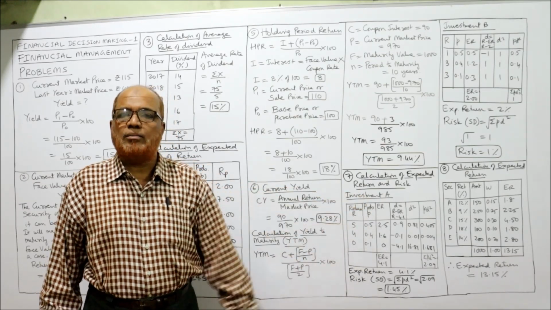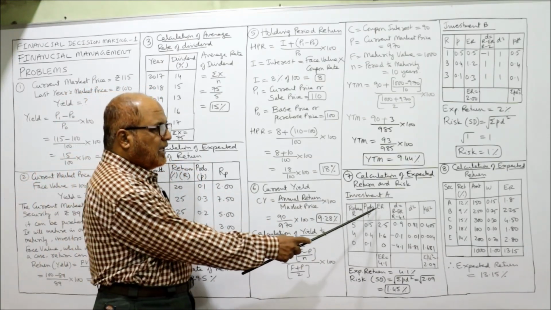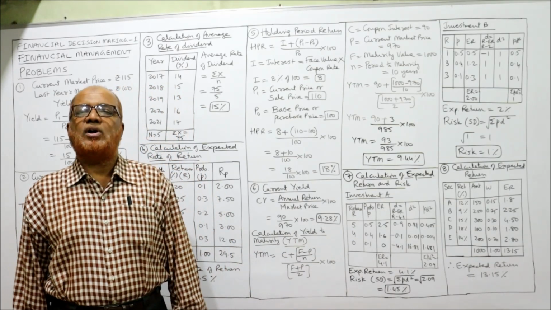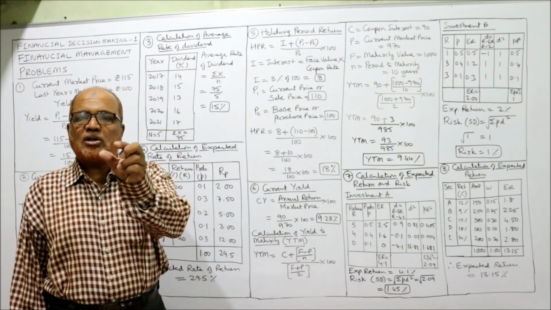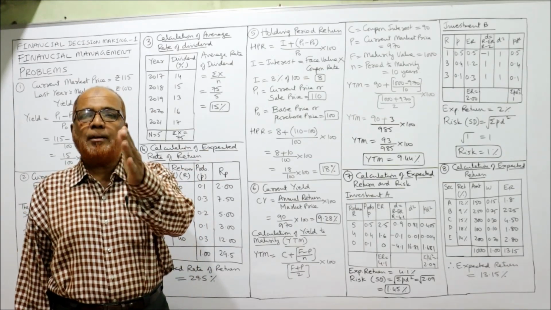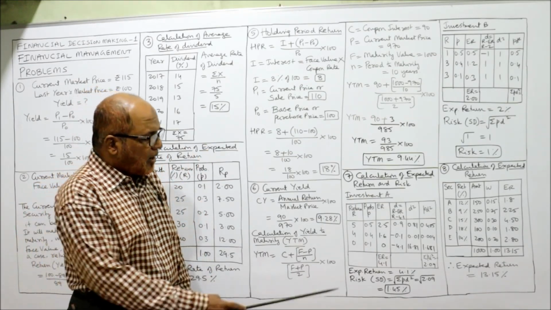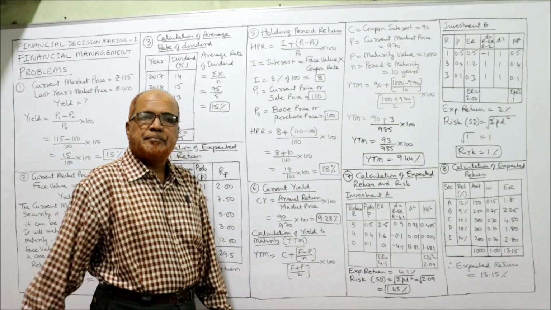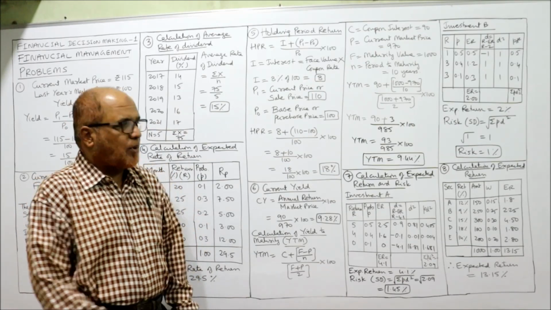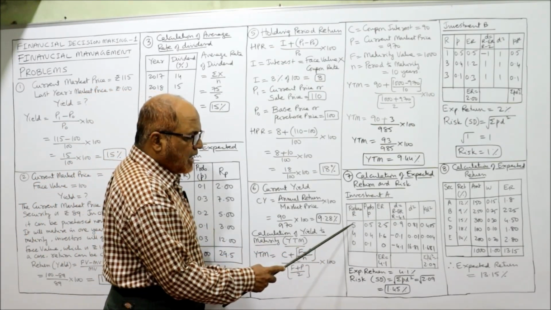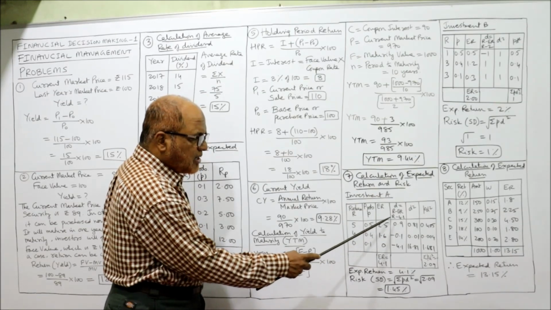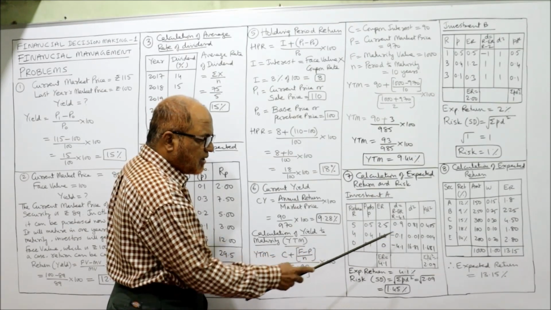Now remember the columns we require. After ER, make a D column. D stands for deviations, the deviation of return from expected return. R minus ER. ER we already got, 4.1. So R minus 4.1. How much is the R here? 5. 5 minus 4.1 is 0.9. 4 minus 4.1 is minus 0.1.